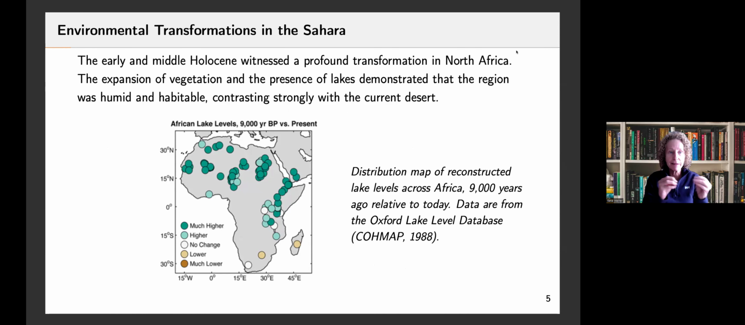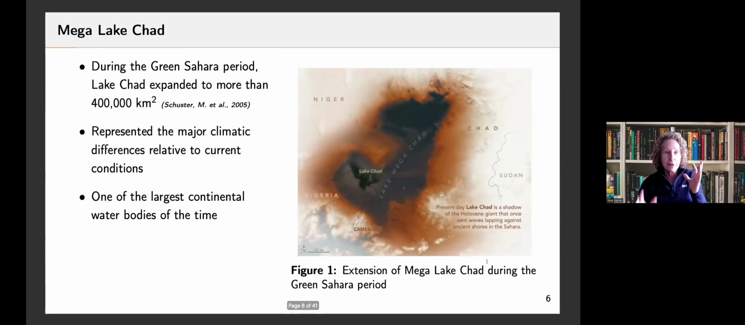And we can see that the early and middle Holocene saw this intense expansion of vegetation, presence of lakes, showing that the region was a lot more humid, inhabitable, contrasting again with what we see today. And this is reflected, and this is what called my attention, with so much more water and the lakes expanding.